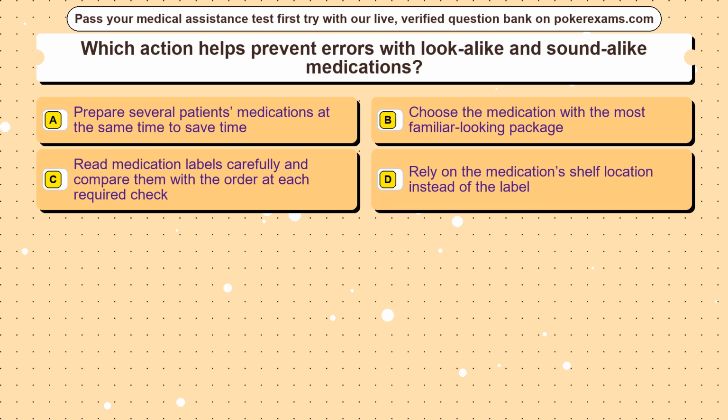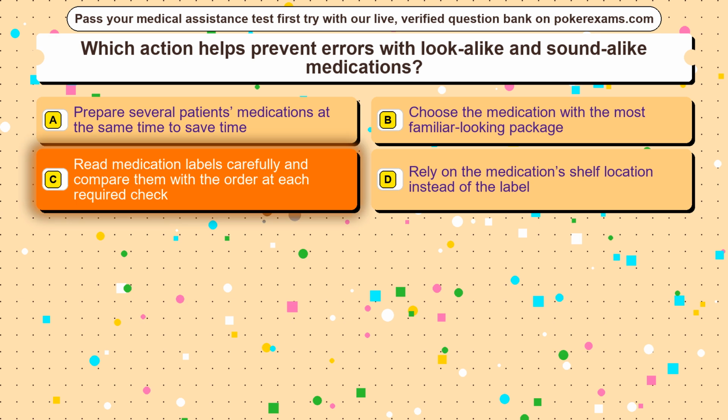Question 9. Which action helps prevent errors with lookalike and soundalike medications? Option A. Prepare several patients' medications at the same time to save time. Option B. Choose the medication with the most familiar-looking package. Option C. Read medication labels carefully and compare them with the order at each required check. Option D. Rely on the medication's shelf location instead of the label. The correct answer is option C.